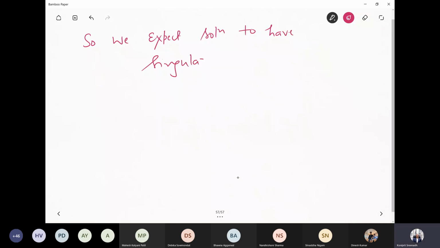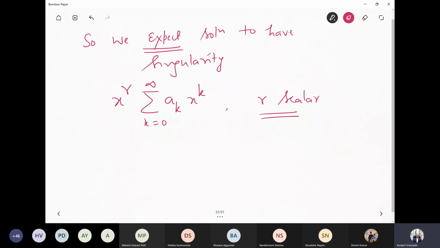So it is only an expectation. It may have, it may not have. We don't know. Therefore, we try to take the real analytic function, the sum of a_k x^(k+r), k equals 0 to infinity, where r is some real number. r is a scalar. We don't know what this r is. So we assume that y(x) is of this type.